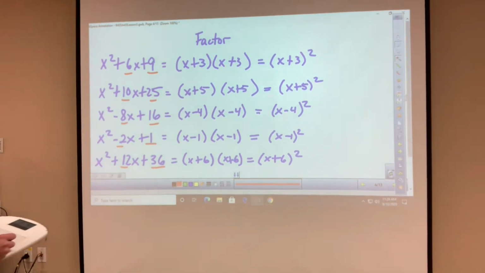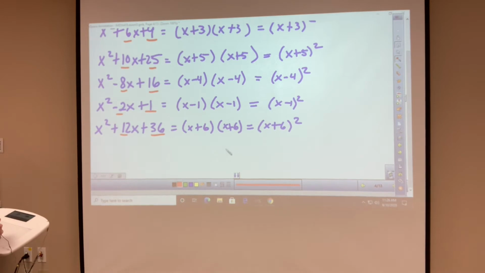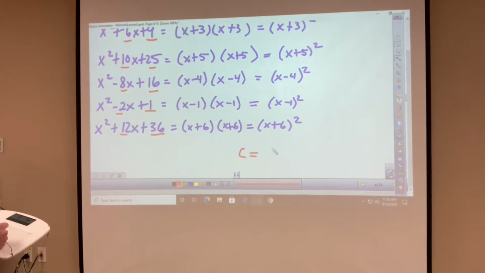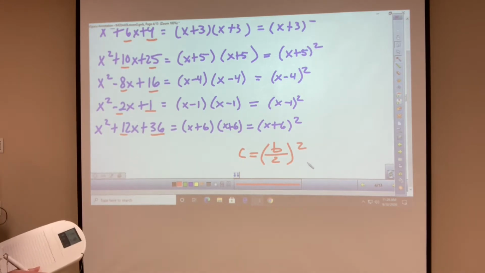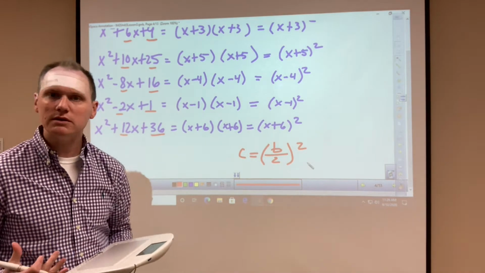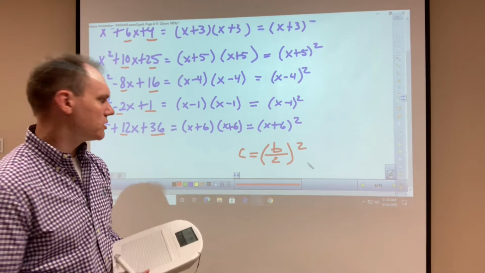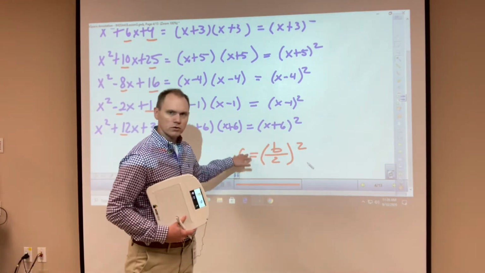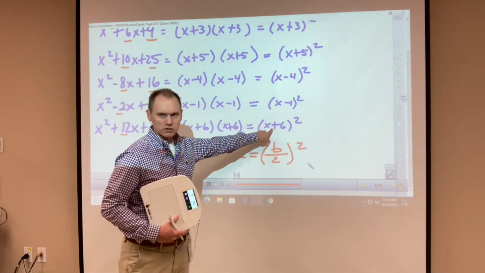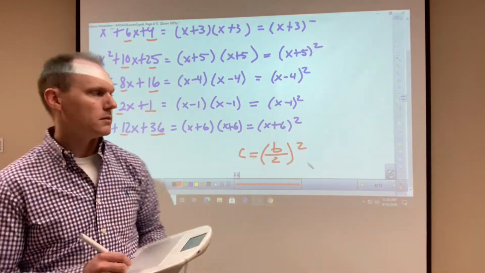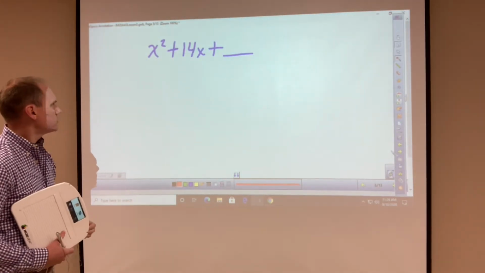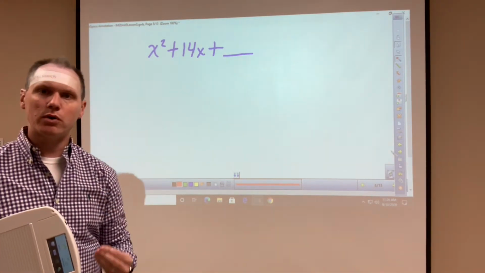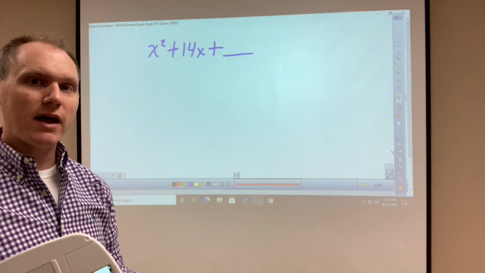So that's the relationship here, right? C is equal to B divided by 2 squared. That's what we need to happen here. This relationship needs to be true in order for it to result in a perfect square like that. Okay? So just fill in the blank here real quick: x squared plus 14x plus blank. What could we put in the blank so that it would factor to a perfect square?